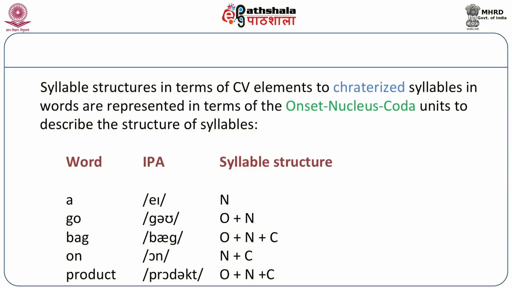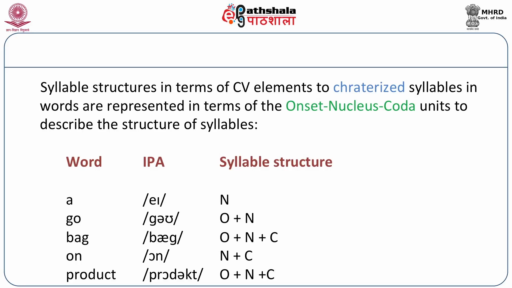We take a look at some words from English to illustrate what we mean by these elements of the syllable structure. We have these words: a, go, bag, on, product. We see that the word a has just a nucleus, the word go has an onset and a nucleus, the word bag has an onset, nucleus and coda, the word on has a nucleus and coda, the word product has an onset, nucleus and coda.